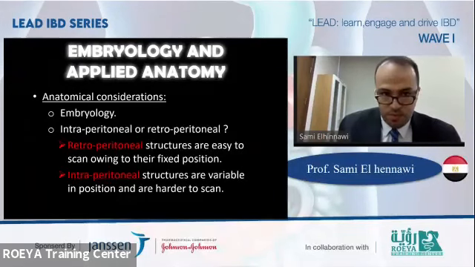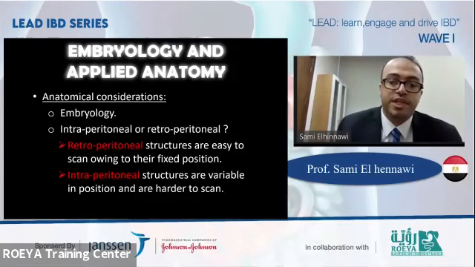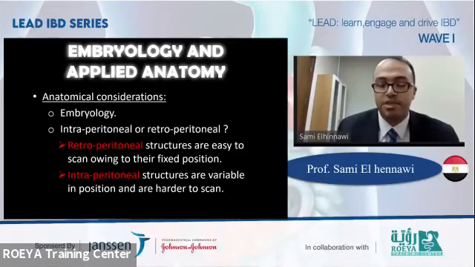Secondly, we are going to talk about a very important thing, which is the retroperitoneal bowel segments and the intraperitoneal bowel segments. The retroperitoneal bowel segments are fixed to a certain location in the abdomen. We are going to start our examination with them, and they are a guide to us to reach other intraperitoneal bowel segments, which are mobile and harder to scan.